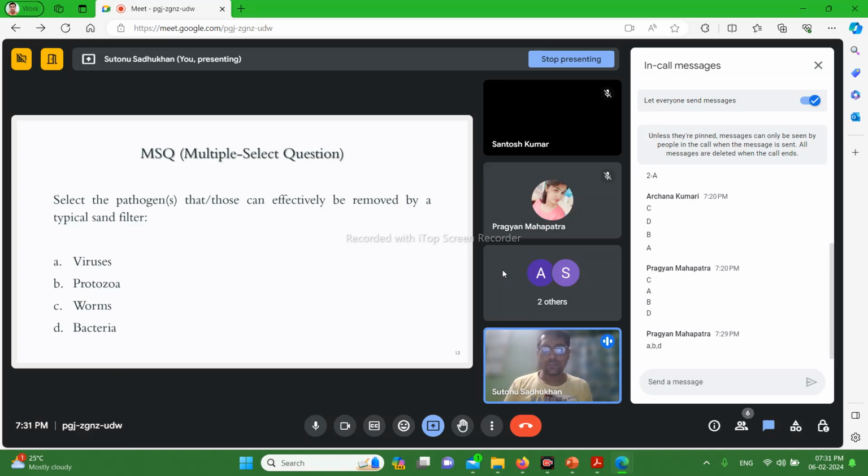So you two also try to answer the question. Which one or more of the following pathogens can effectively be removed by a typical sand filter? A sand filter has a relatively bigger pore size, so it comes under the primary or preliminary treatments. It doesn't go with the secondary or tertiary or further. It is a very preliminary kind of treatment.